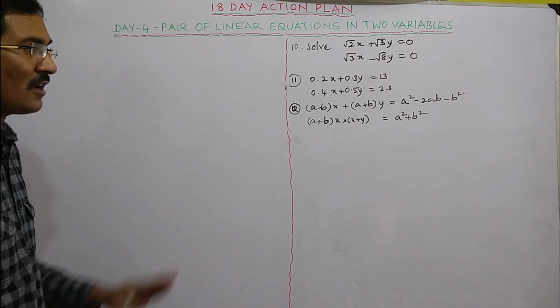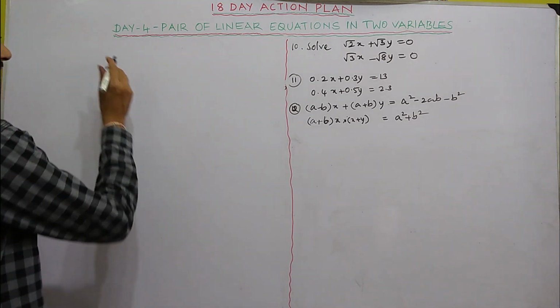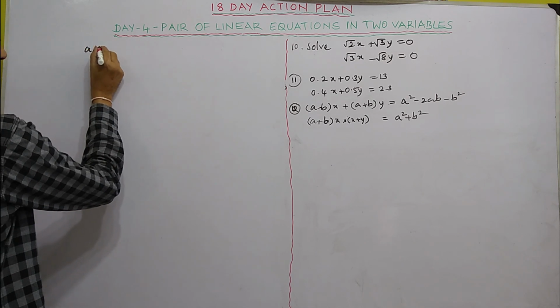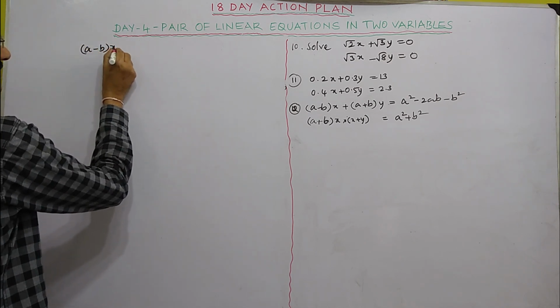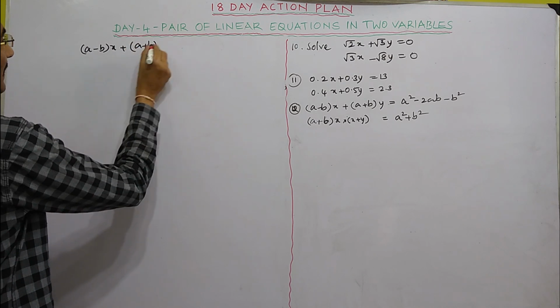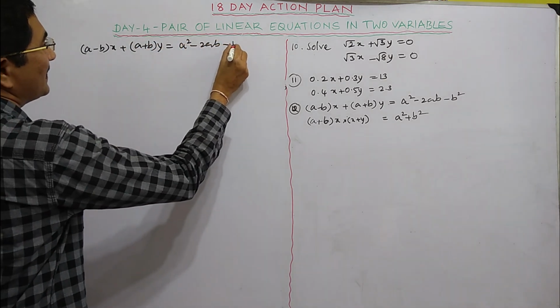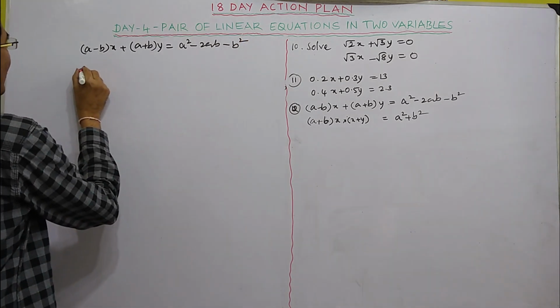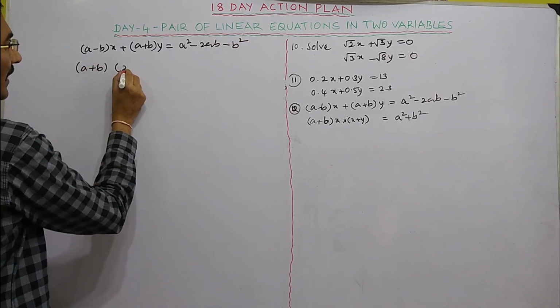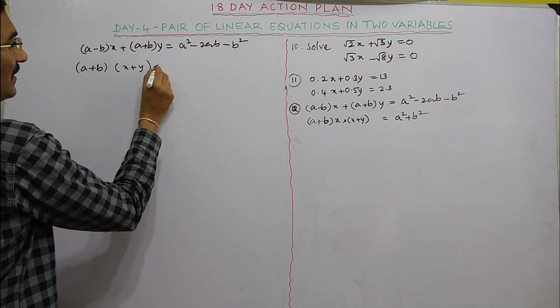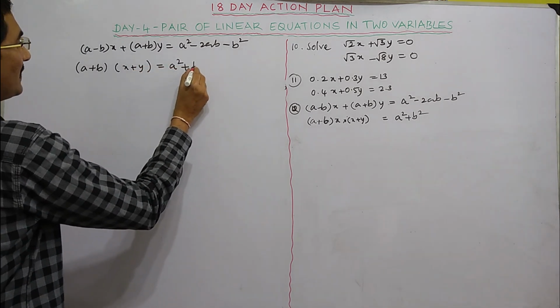Coming to the last problem, it appears very complicated, but it's really not so. So let us see. (a minus b) of x plus (a plus b) of y is equal to a squared minus 2ab minus b squared. And the second one is (a plus b) of x plus y is equal to a squared plus b squared.